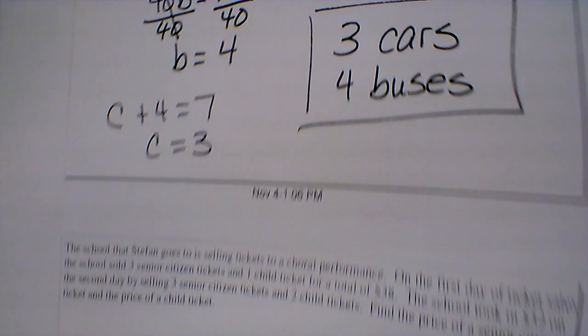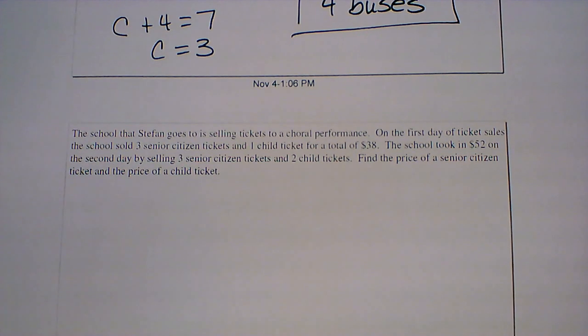Next problem. The school that Stefan goes to is selling tickets to a choral performance. On the first day of ticket sales, the school sold 3 senior citizen tickets and 1 child ticket for a total of $38. The school took in $52 on the second day by selling 3 senior tickets and 2 child tickets. Find the price of a senior ticket and the price of a child ticket.